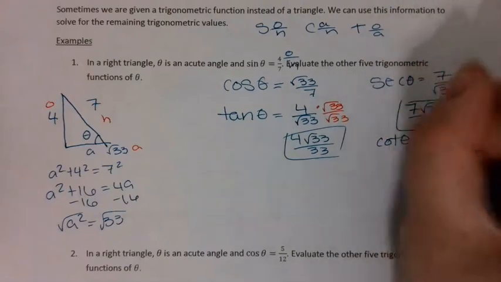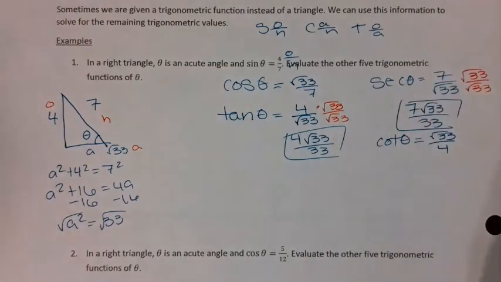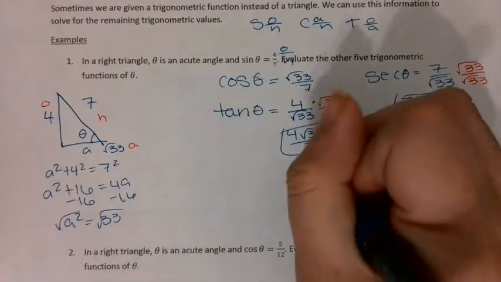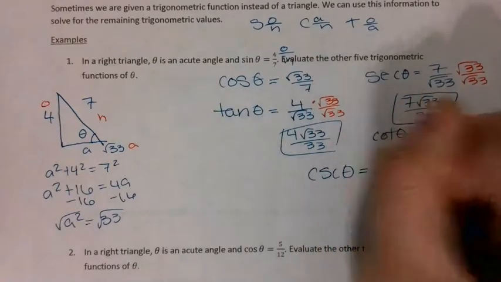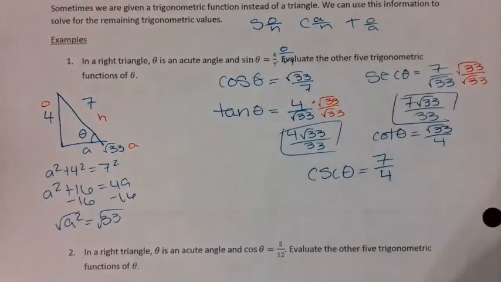Cotangent is the reciprocal of tangent, so I switch that. I'm going to end up with square root of 33 over 4. And then there's a fifth one I'm missing, which is the reciprocal of sine, which is cosecant. And I just flipped the one that was given to me, so I have 7 over 4.